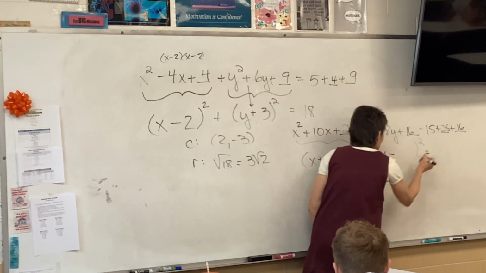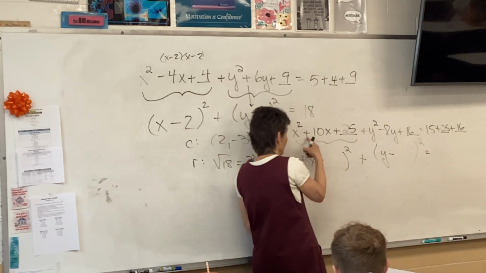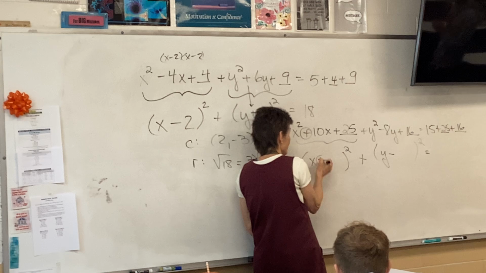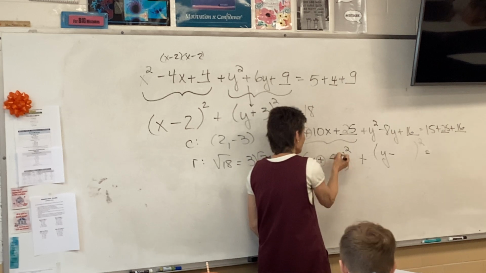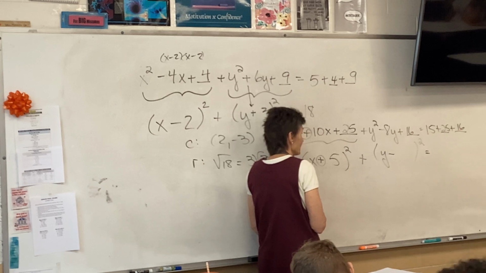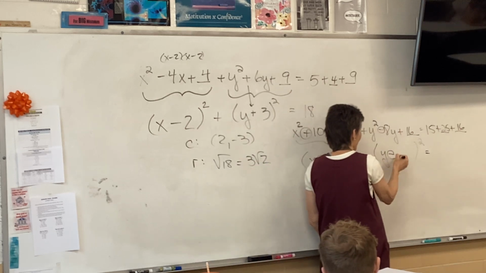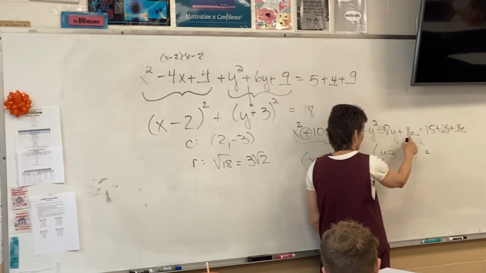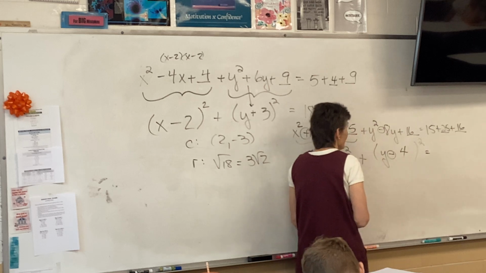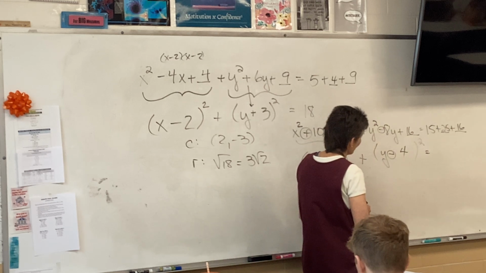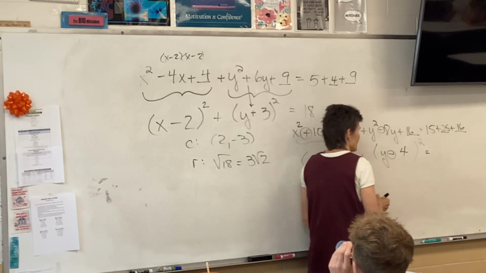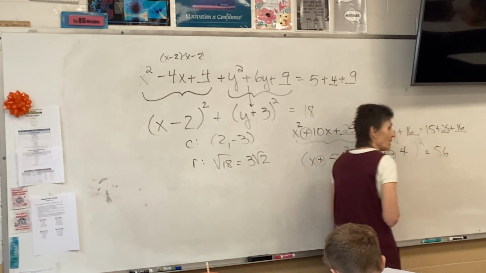Okay, what's this gonna be? X plus, that plus tells me that's a plus, so x plus what? 5, yep, 5 squared, 25, perfect. This one's gonna be y minus 4, perfect. And all of that adds up to 56. Is that right?